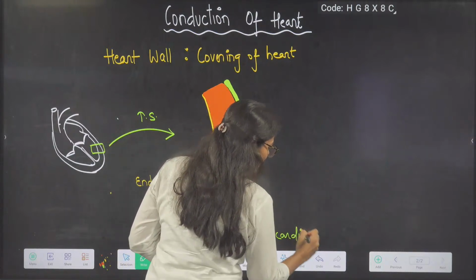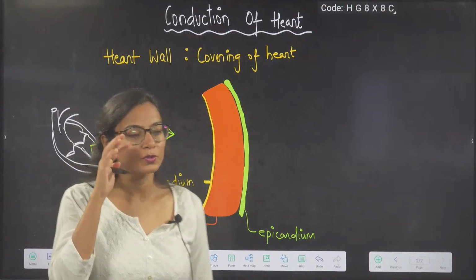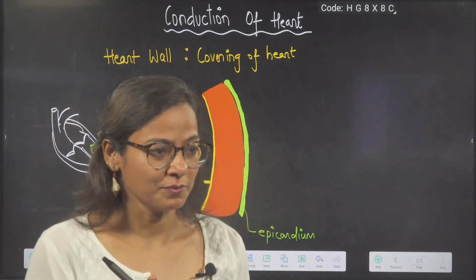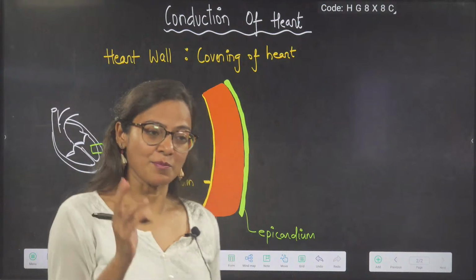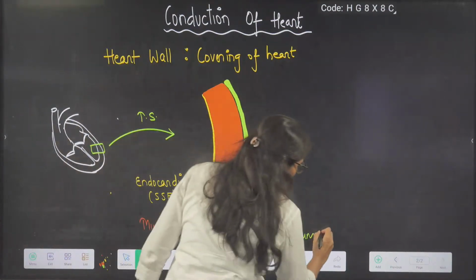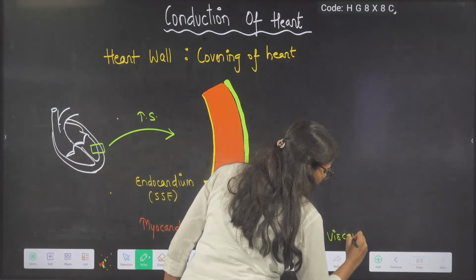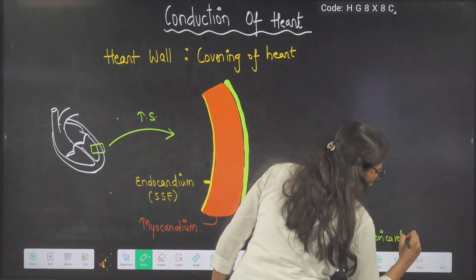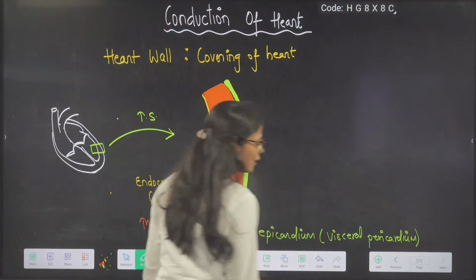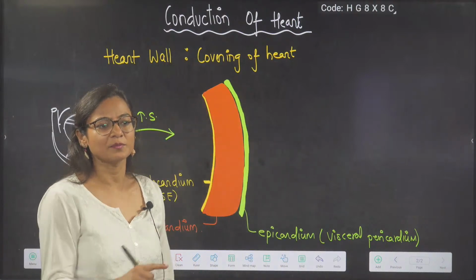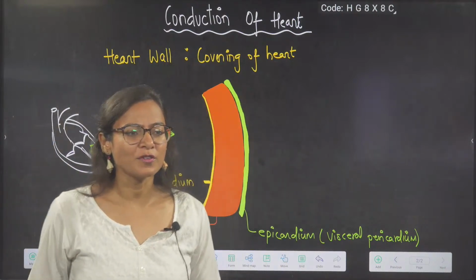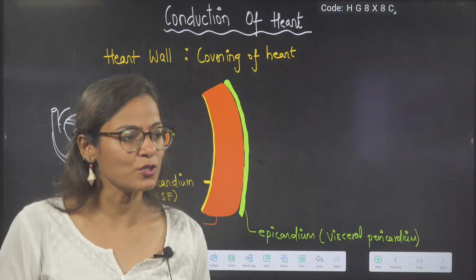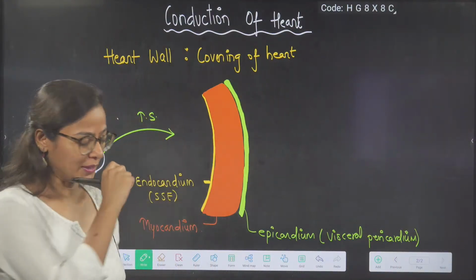Epicardium. Now remember, yesterday I told you there are two outer coverings, parietal and visceral pericardium, right? So this epicardium is actually the visceral pericardium, right? This is also known as the visceral pericardium or epicardium. It is also made up of simple squamous epithelium.